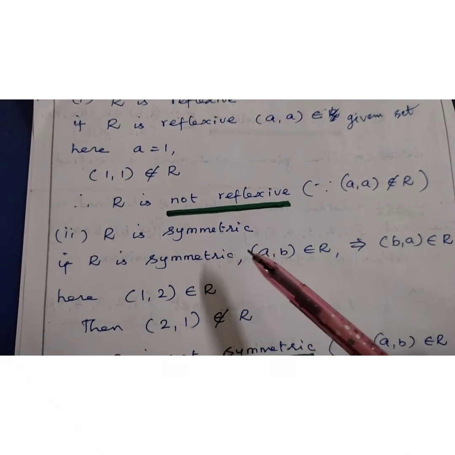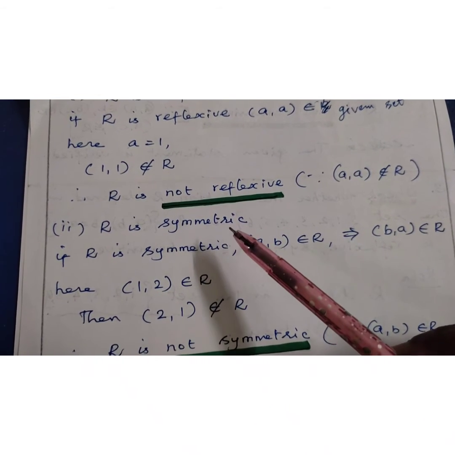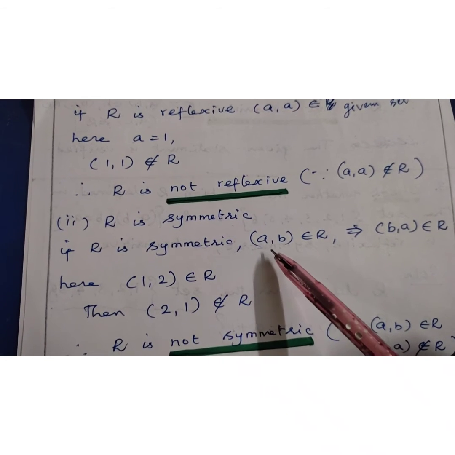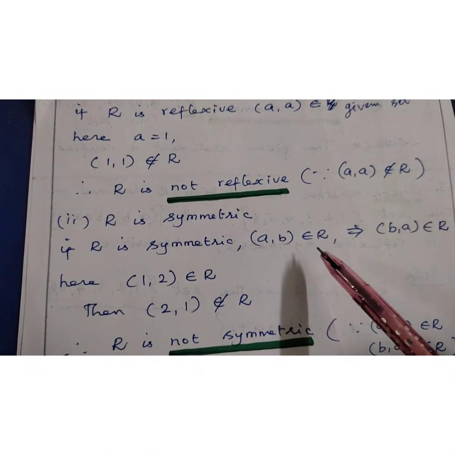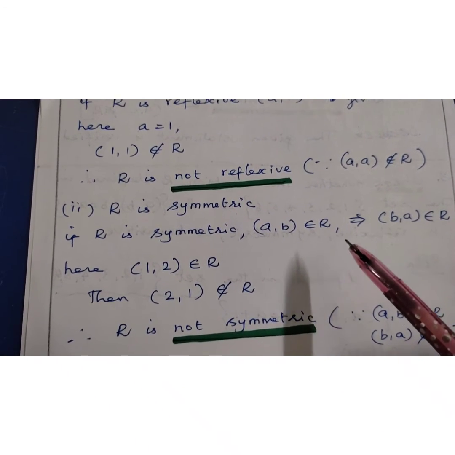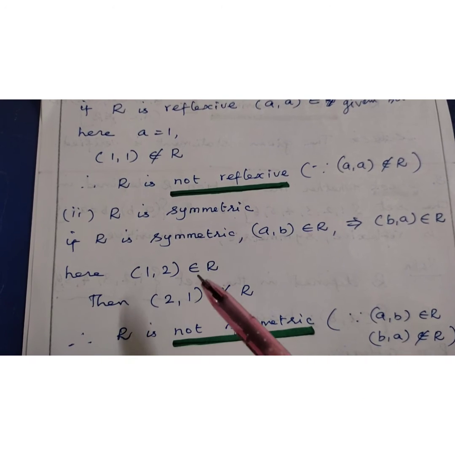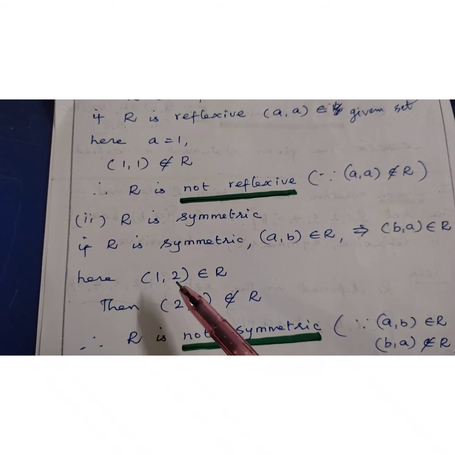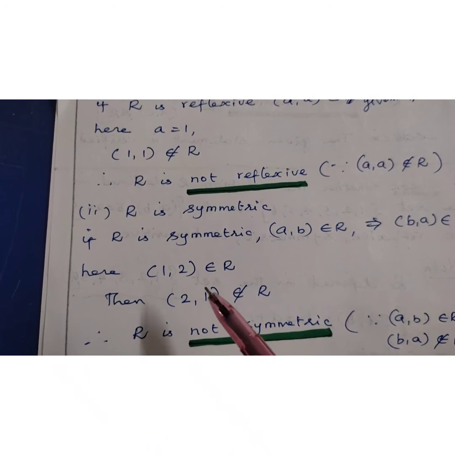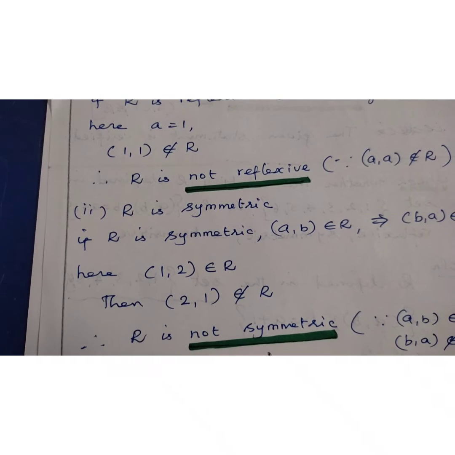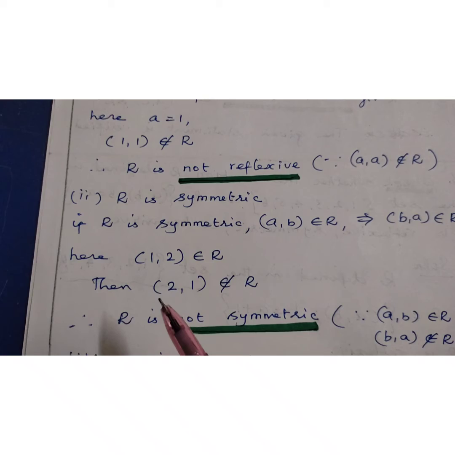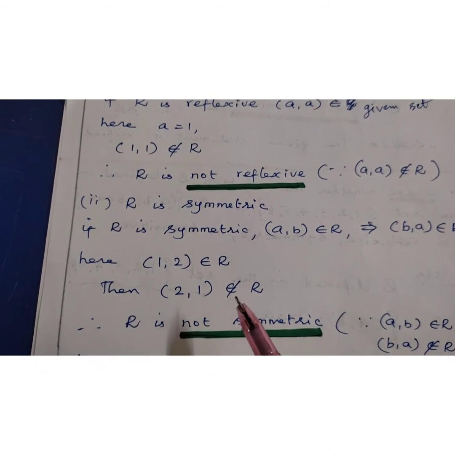Okay. Now the second one is whether R is symmetric or not. We have to check that R is symmetric or not. If R is symmetric, the condition is A comma B belongs to R, that will imply that B comma A belongs to R. Okay. Here 1 comma 2. We are taking the first pair from the relation R. Here 1 comma 2 belongs to R. Then we have to check whether 2 comma 1 belongs or not.